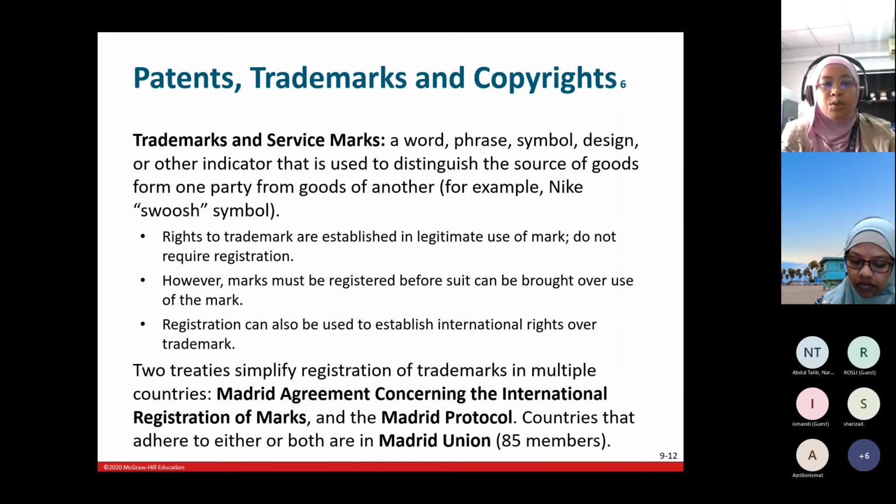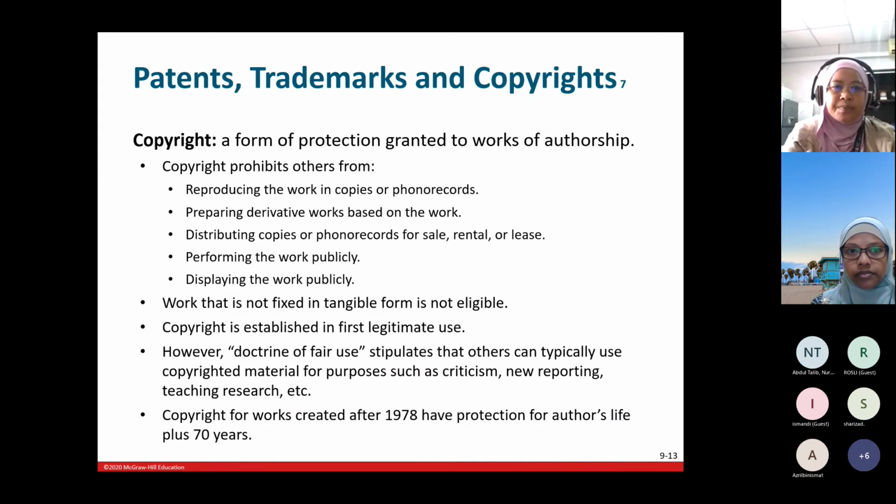Okay, two treaties simplify registration of trademarks in multiple countries, such as the Madrid Agreement concerning the international registration of marks, the Madrid Protocol and so on. So the Madrid Agreement actually handles lots of things in relation to trademarks and also service marks. You can always Google and find out further. The textbook is actually a bit outdated.